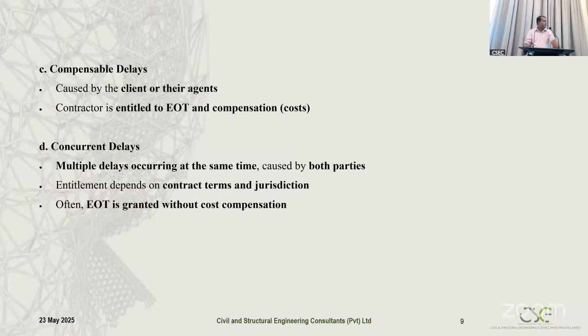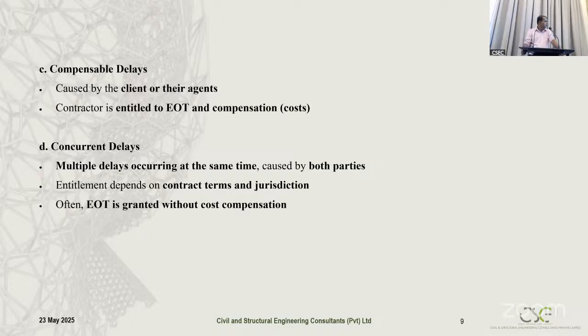Next one is the compensable delays. That is caused by the client and or their agents. With that case, the contractor is entitled for the EOT, and definitely contractor can get compensation for the cost benefit. For example, I can say late issue of drawings, site access restrictions, client initiated variations, like that events, we can highlight it under the compensable delays.